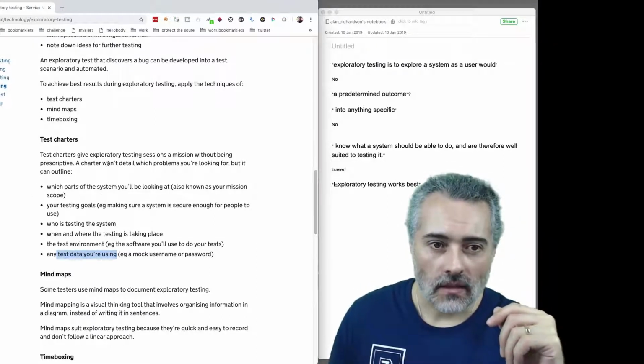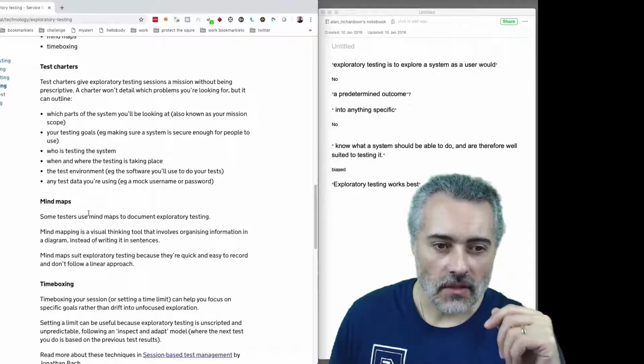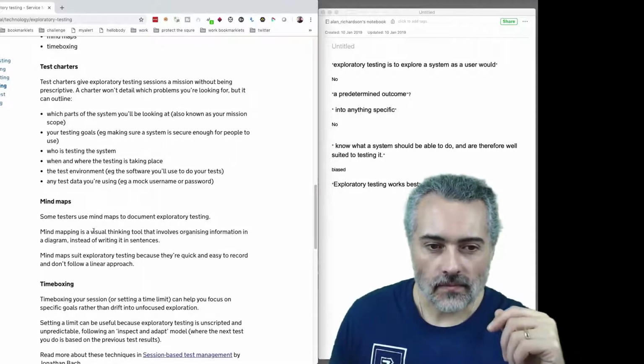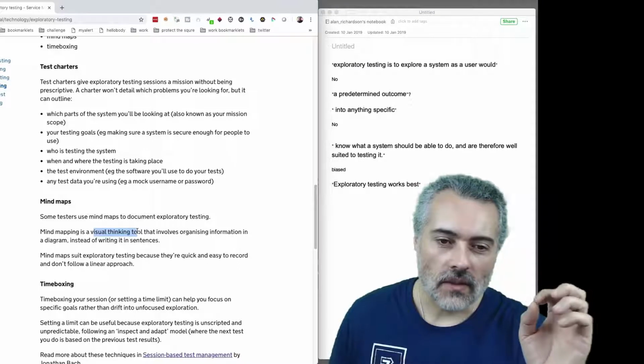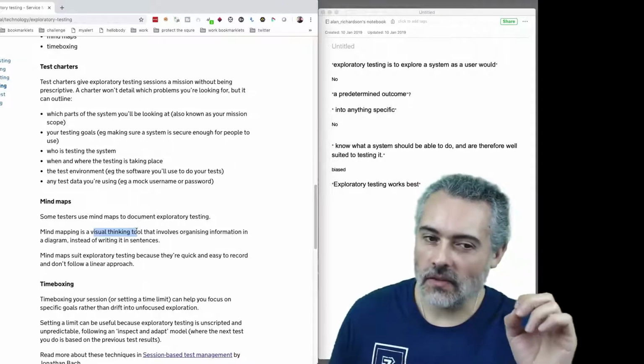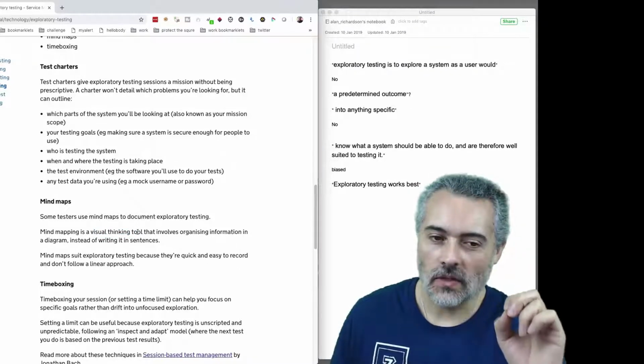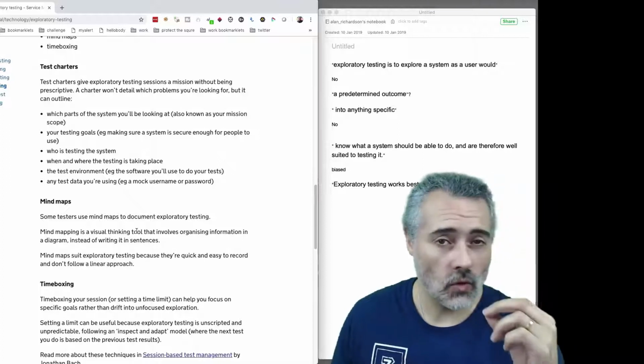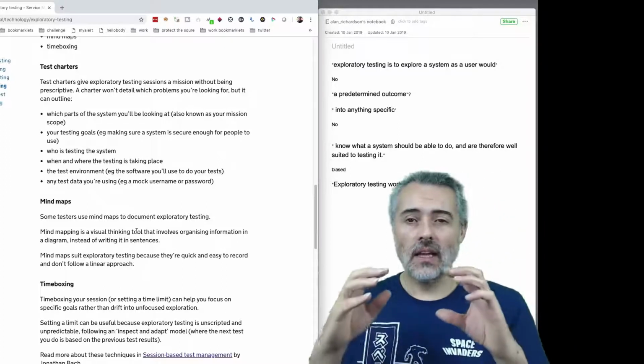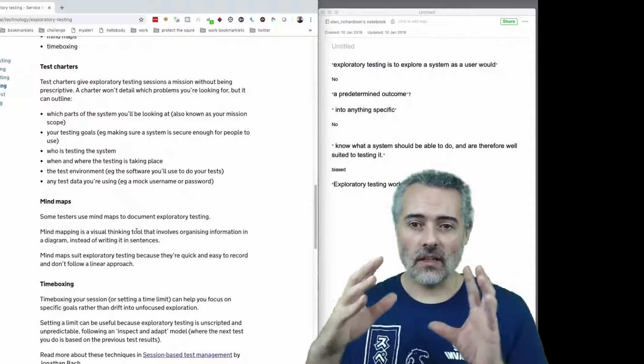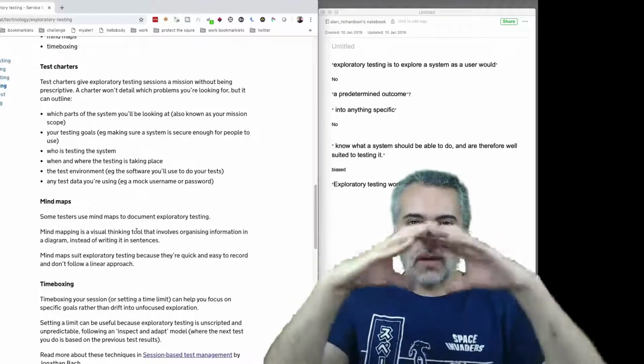Mind maps. Some testers use mind maps. Now it's interesting because very often people think of mind maps as a visual thinking tool, but very often a mind map, particularly when we use tools to do this, it's simply an outline, a hierarchy wrapped around a globe.